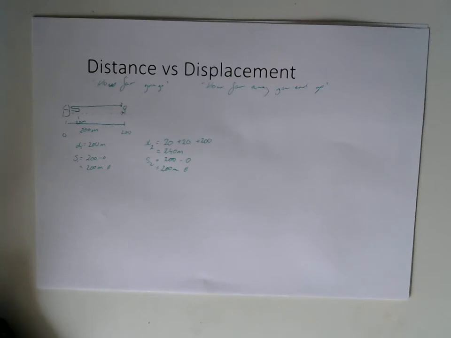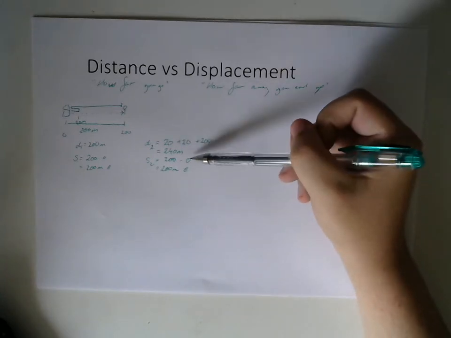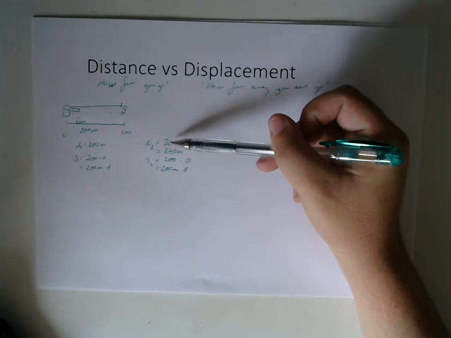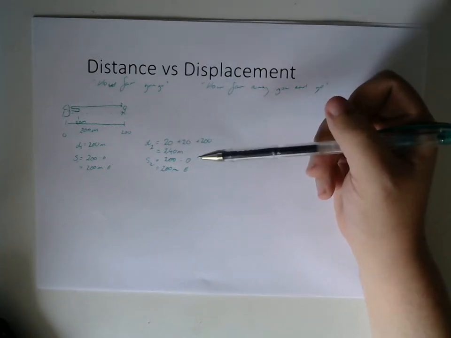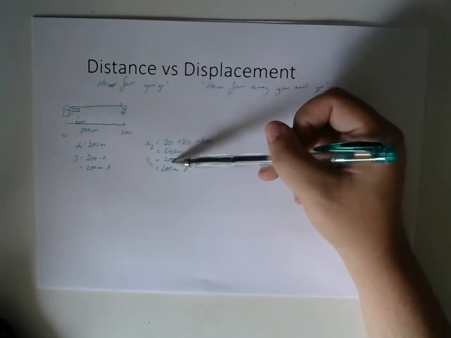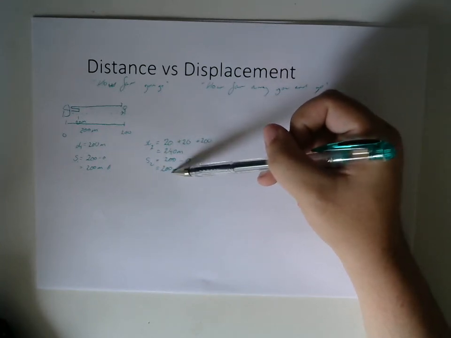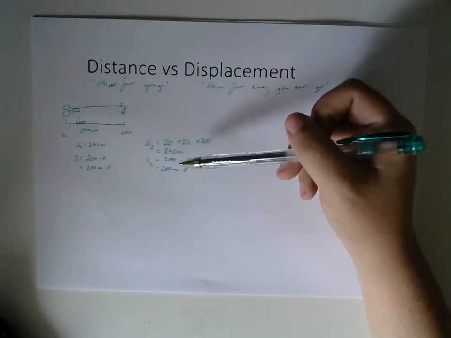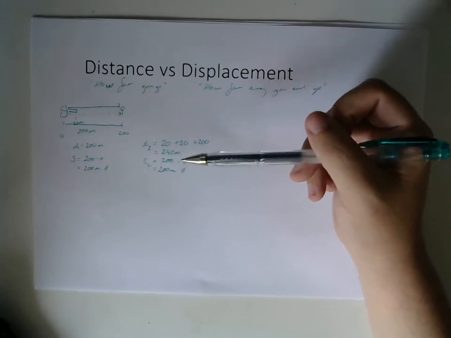Displacement only cares about change in position. What you did in the meantime to get there doesn't matter. Where did you start? Where did you end up? Distance is a scalar. It wants to know every little step that you did. Displacement just cares about where did you end up? Where did you start? Figure out the difference. Okay, so keep that in mind.